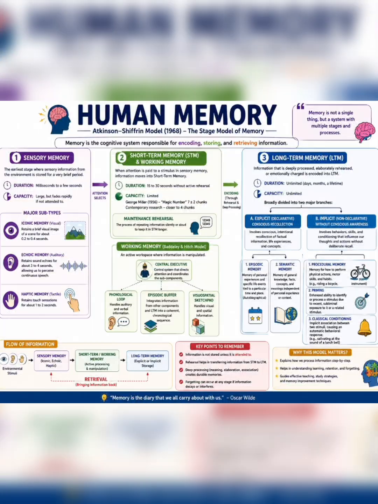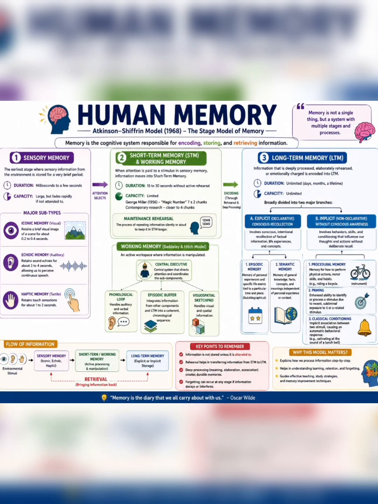Today we are using the definitive roadmap, also known as the stage model. We will trace how data travels from the environment through our senses into a working mind and finally into permanent storage. So let's start at the absolute beginning of the pipeline, that is sensory memory. This is the early stage where sensory information from the environment is stored for a very brief flash of time.